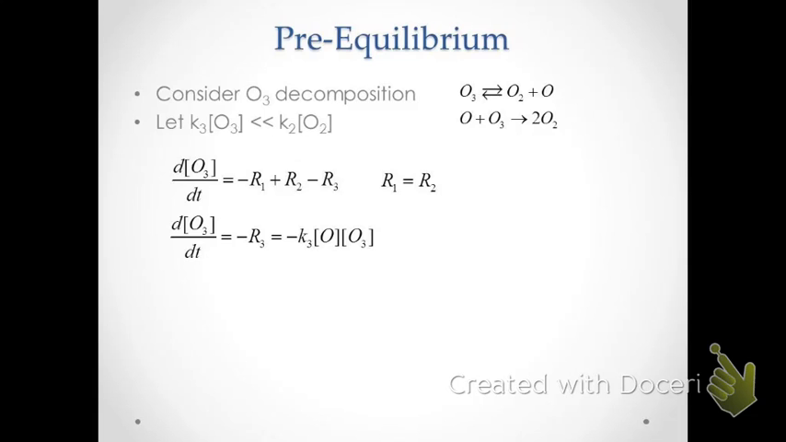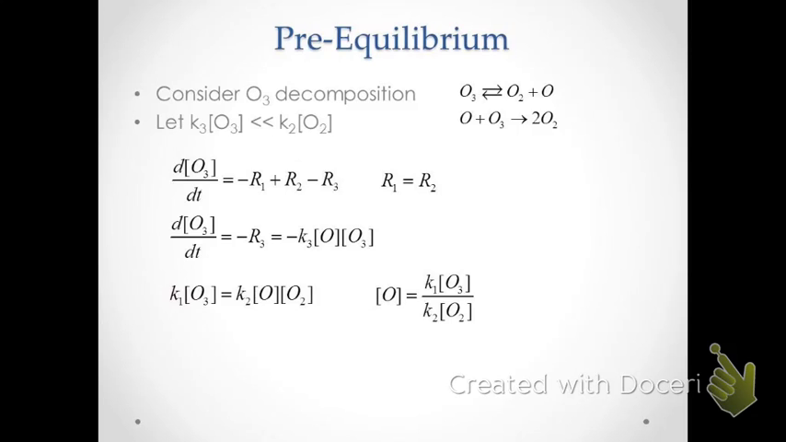Now, that, of course, gives us the rate expression: negative k3 times [O], which is the intermediate, times the concentration of ozone. So now, in order to complete this, we need an expression for the concentration of the oxygen atom. And we go back to our initial equilibrium, noting that rate 1 is equal to rate 2. And so we write that rate 1 is k1 times the concentration of O3, and rate 2 is k2 times the concentration of O times the concentration of O2.